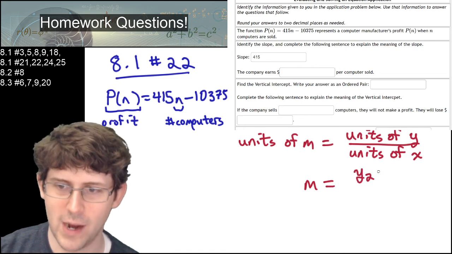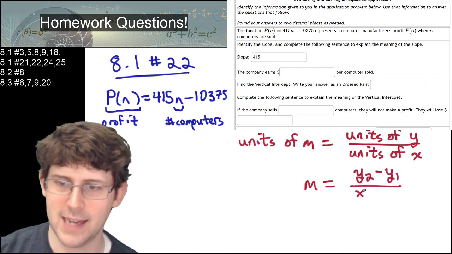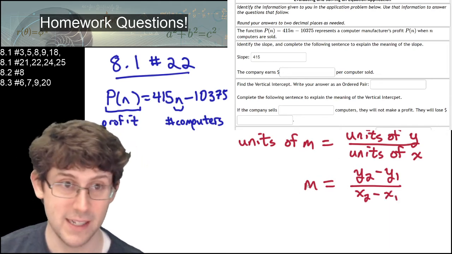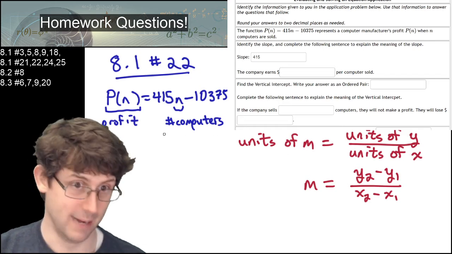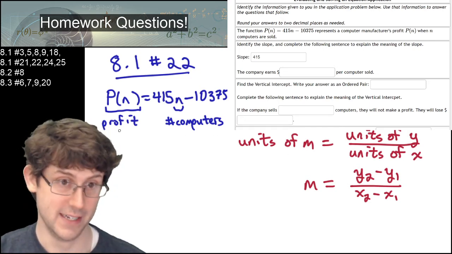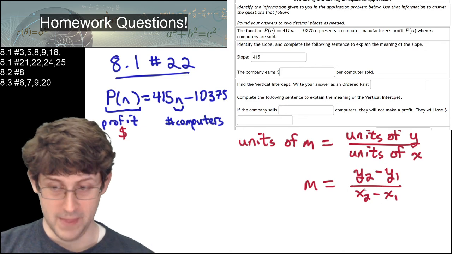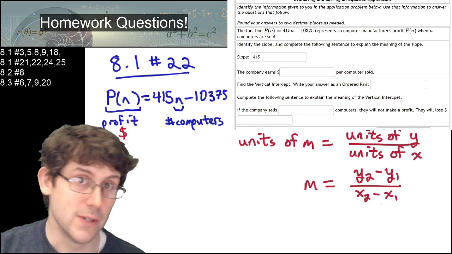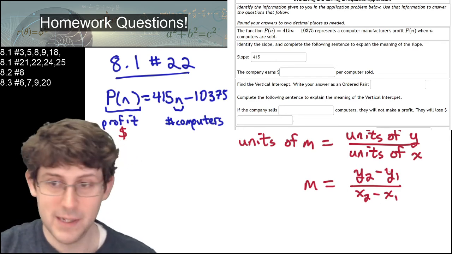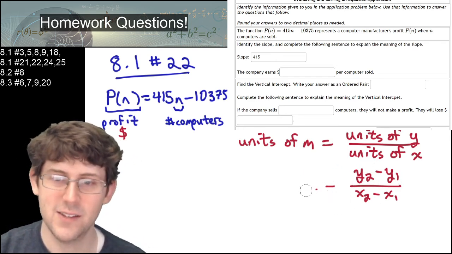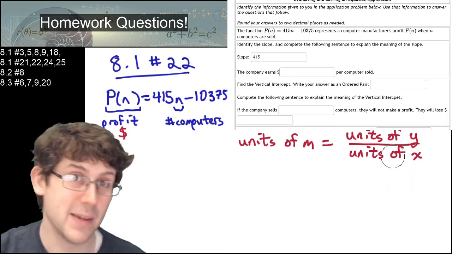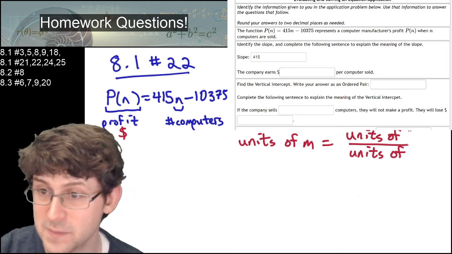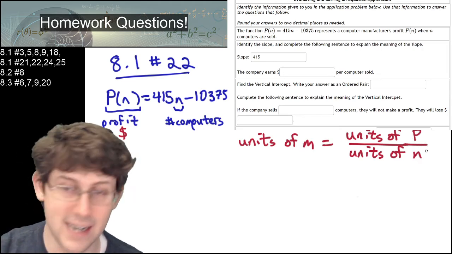Well, there were a bunch of y's on top, and there were a bunch of x's on the bottom. So if we were calculating the slope in this example, we would put a bunch of y's on top, namely dollars, profit, and we would put an amount of computers on the bottom. So I would have dollars per computer. So the units of m, because of how the slope is calculated, are the units of y divided by the units of x. Or in this problem, the units of the slope are the units of P divided by the units of n.